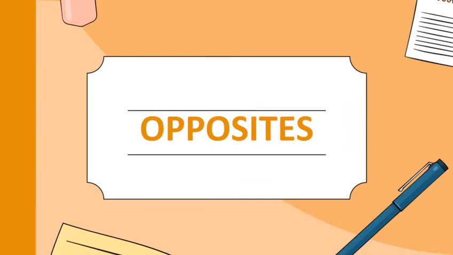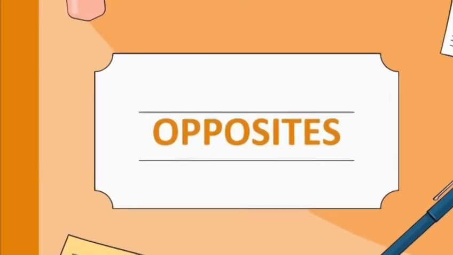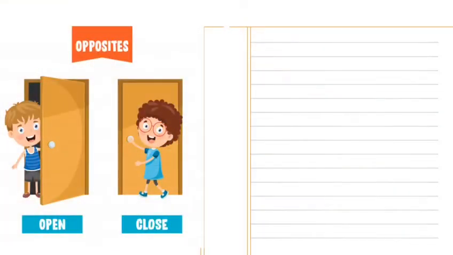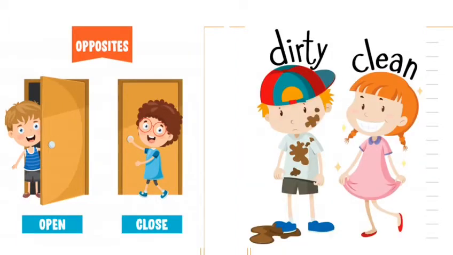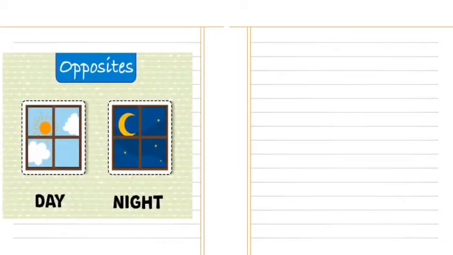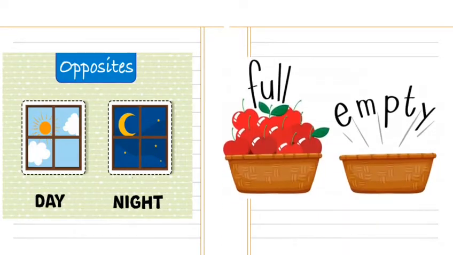But first, let's see a few examples. Open door and closed door. Dirty boy and a clean girl. In the first window, it's the daytime, and in the other, it's nighttime.